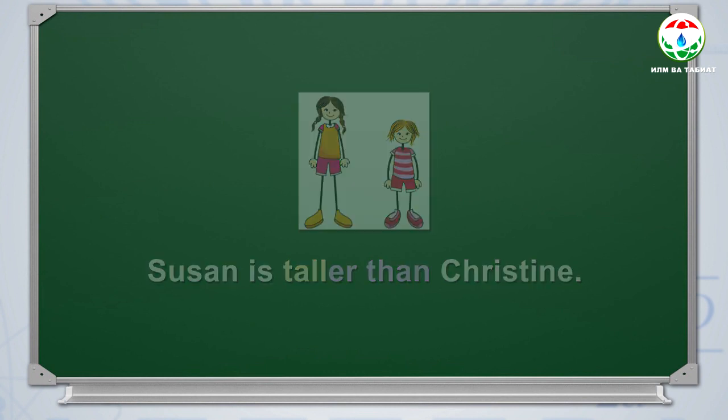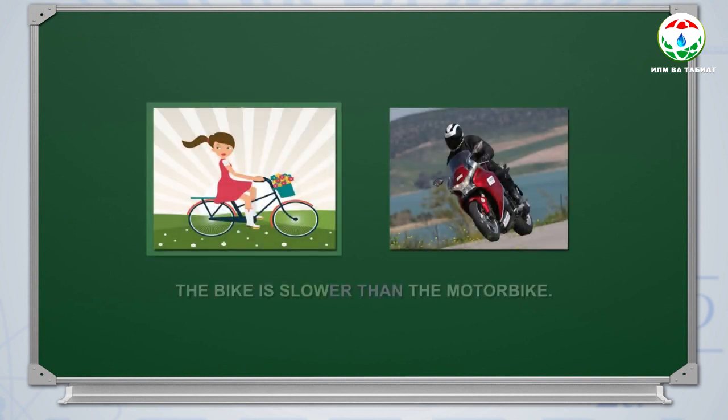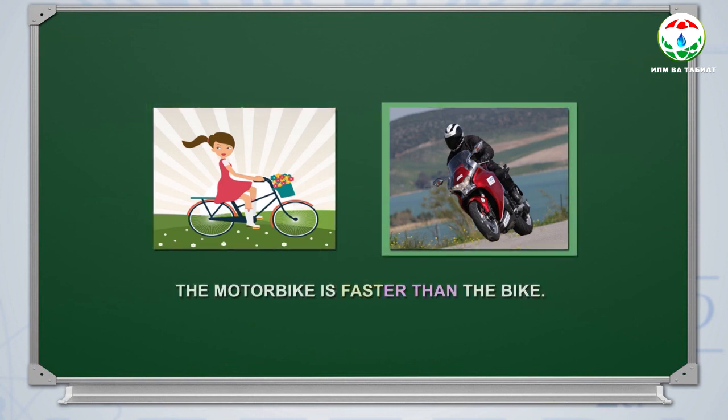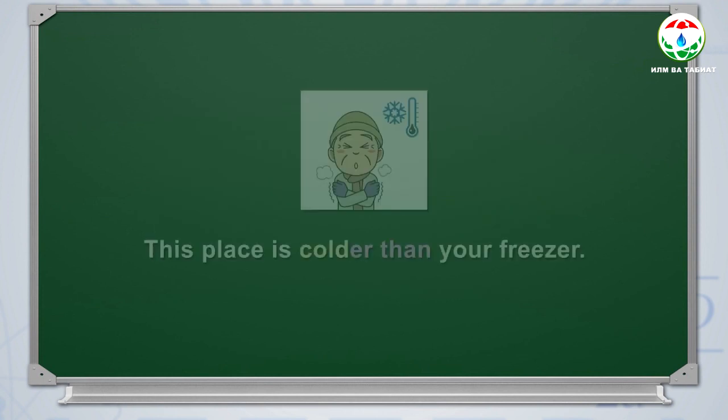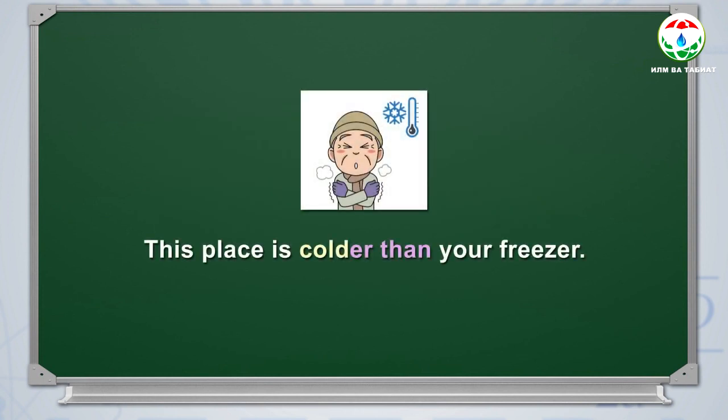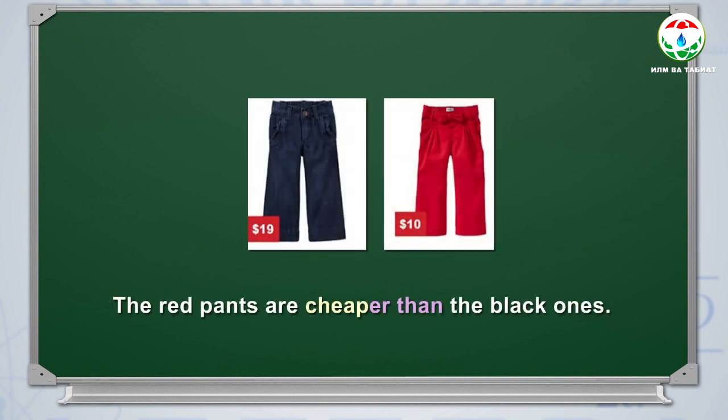Examples: The bike is slower than the motorbike. The motorbike is faster than the bike. This place is colder than your freezer. The red pants are cheaper than the black ones.